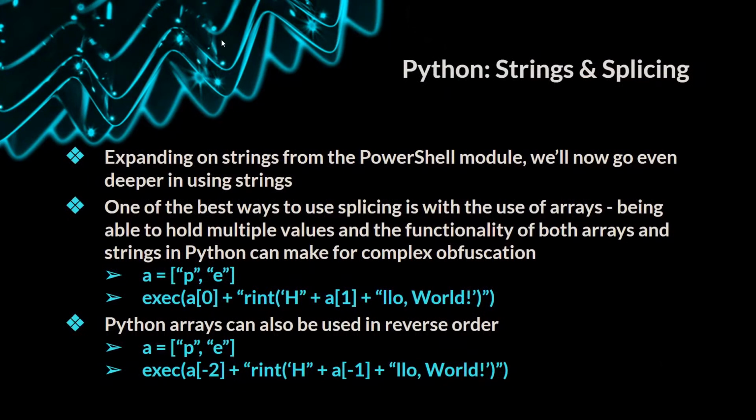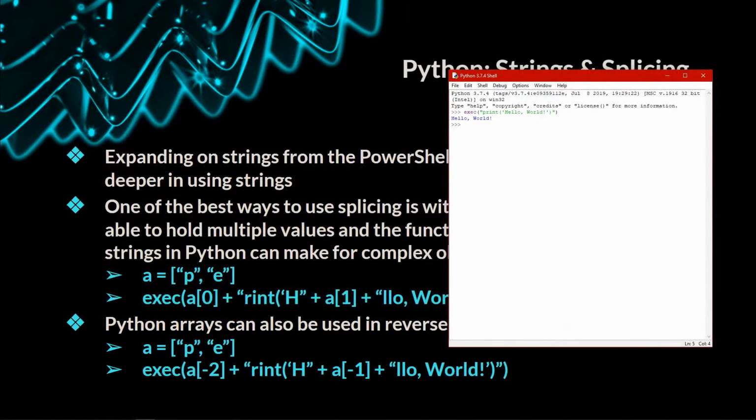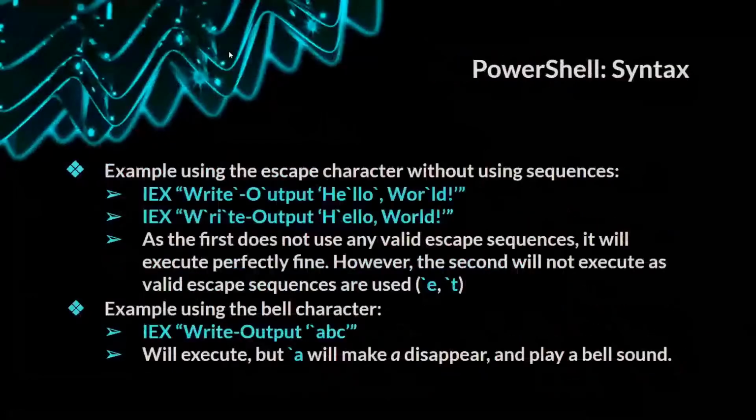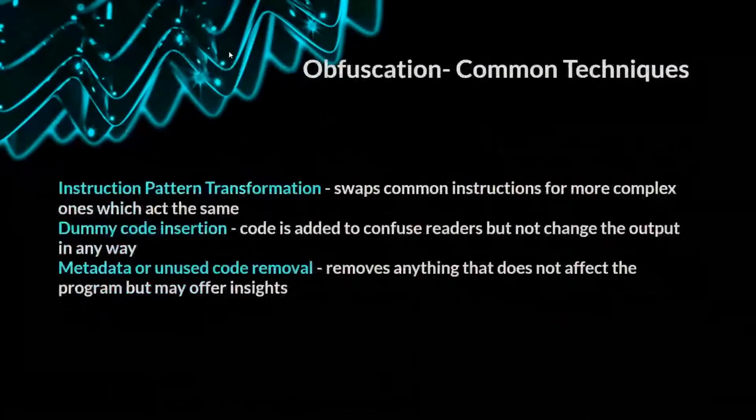And expanding on strings from the PowerShell module, we'll now go even deeper by using splicing. One of the best ways to use splicing is with arrays. Being able to hold multiple values, and the functionality of both arrays and strings in Python, can make for a complex obfuscation. If you remember, I'm going to go back to our first example over here.